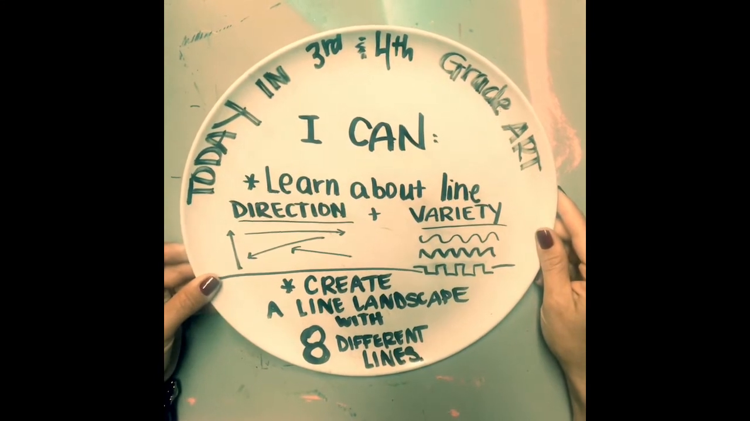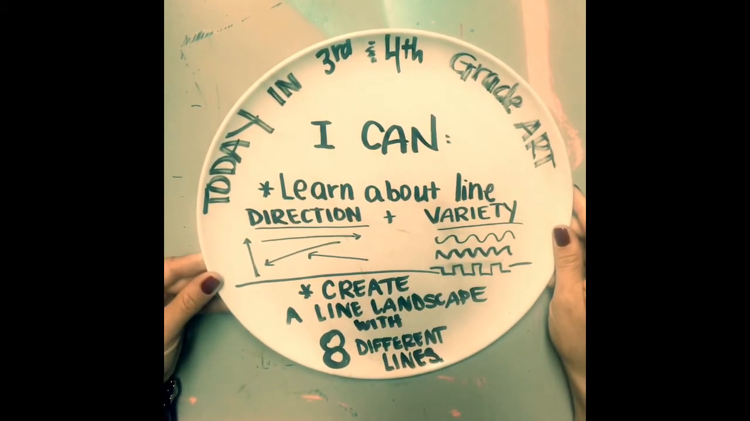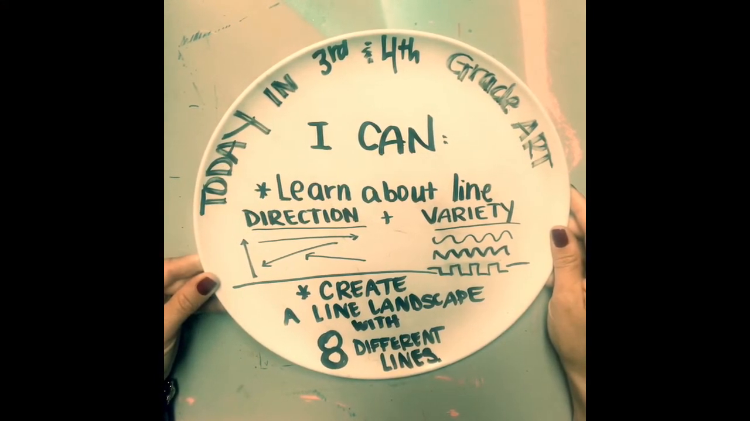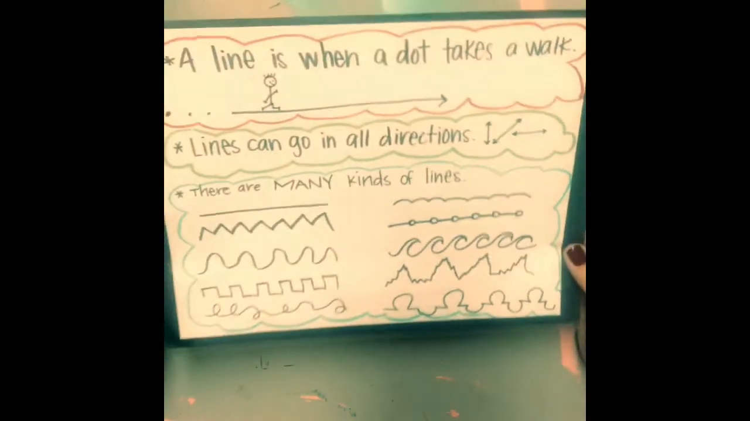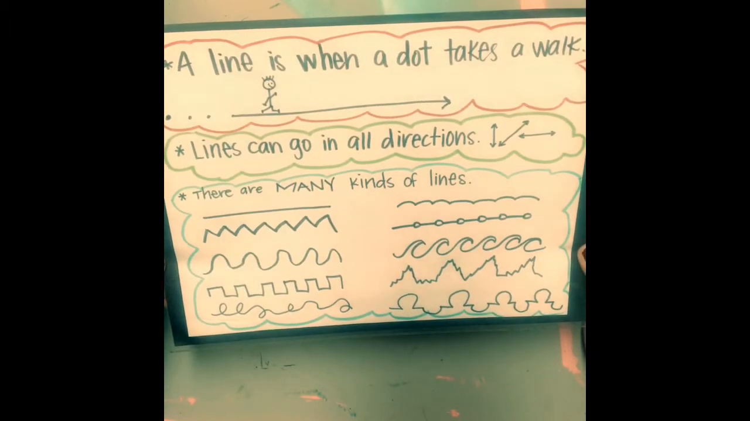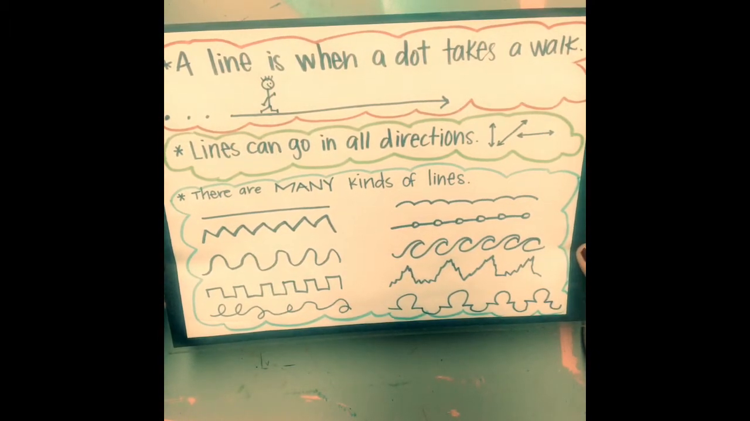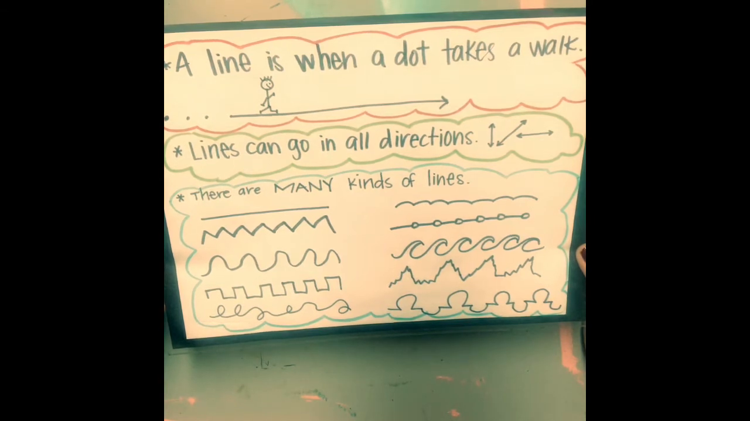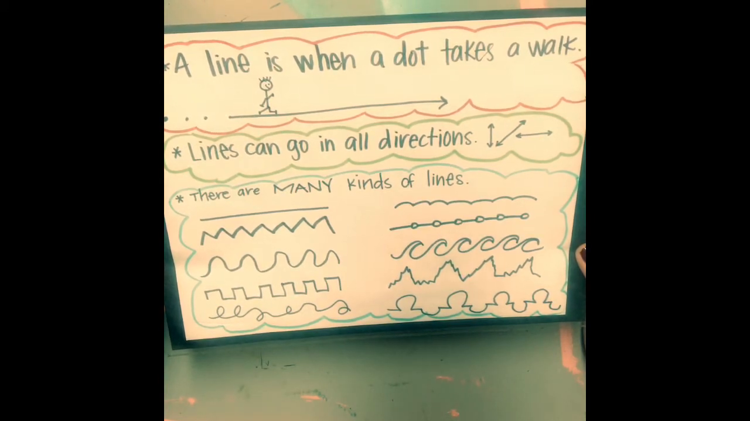Today I can learn about line direction and variety and create a landscape using 8 different lines. Okay, a line is when a dot takes a walk across the page, and it can go in any direction, and there are so many varieties to choose from. I wonder what kind you will make up.